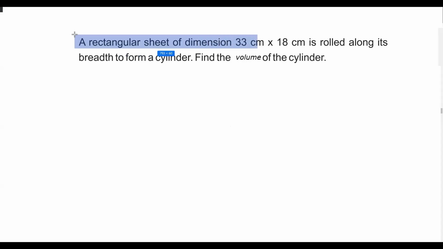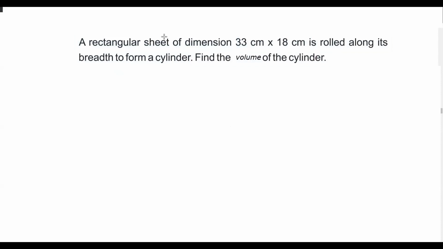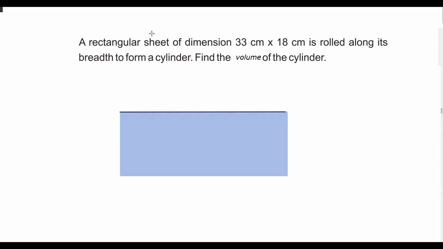In this question, it says a rectangular sheet of dimension 33 centimeter and 18 centimeter is rolled along its width or the breadth. And what we have to find out is the volume of the cylinder. So for that, let's say if I take one rectangular sheet, like this, its dimensions are given. The length is given as 33 centimeter, and the width over here is mentioned as 18 centimeter. Now if I roll it along its width.